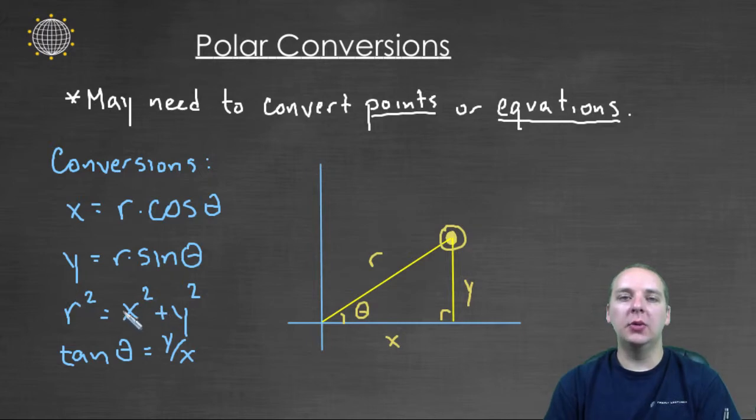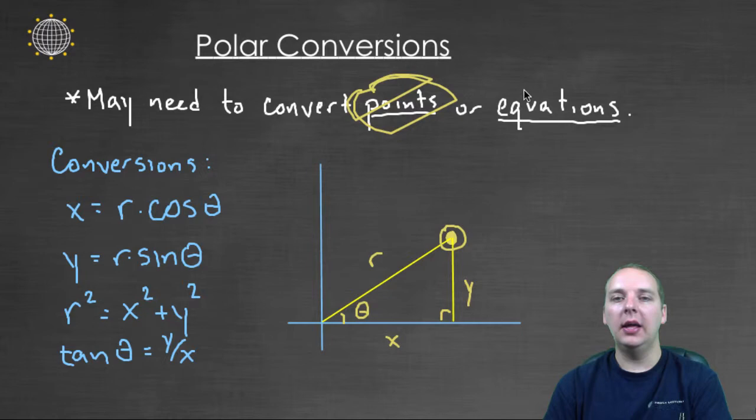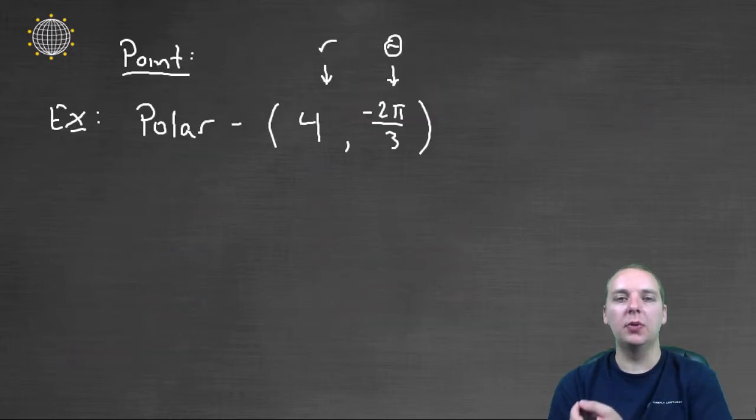X squared plus y squared equals r squared. That's again from the right triangle and the Pythagorean theorem. And tan of theta equals y over x. That's one of those trigonometric ratios that we learned some while back. So these four here will be helpful in converting x's and y's into r's and thetas, or the reverse, r's and thetas, turning them into x's and y's. All right, so in this particular video, we're going to do one example with points and another example with equations. So let's start with the points here.